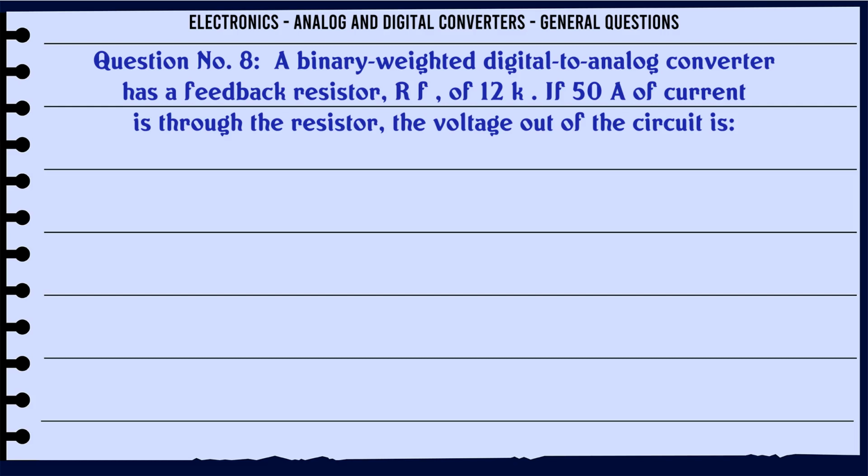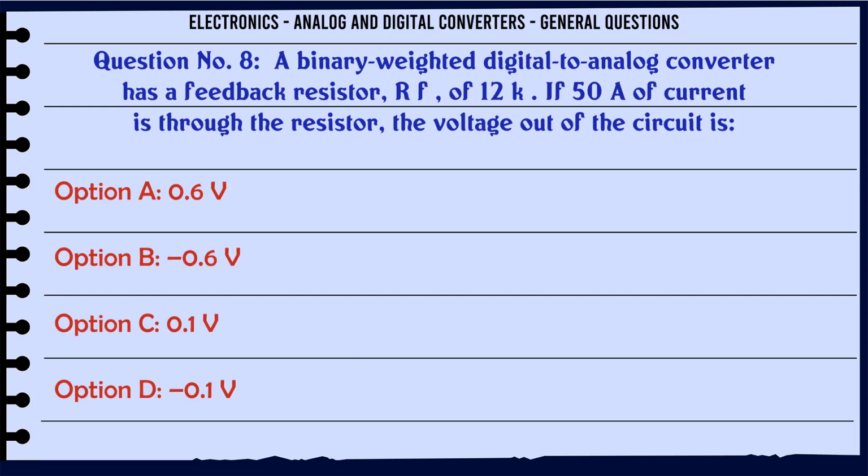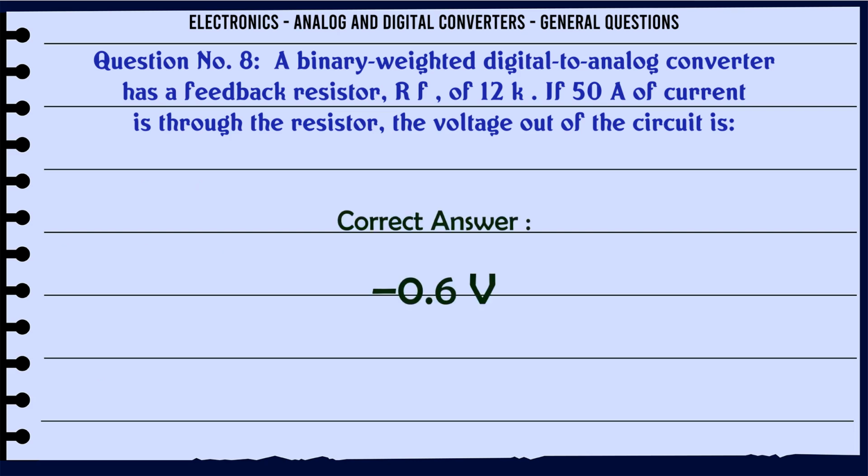A binary weighted digital to analog converter has a feedback resistor RF of 12K. If 50µA of current is through the resistor, the voltage out of the circuit is A. -0.6V, B. 0.6V, C. -0.1V, D. 0.1V. The correct answer is -0.6V.